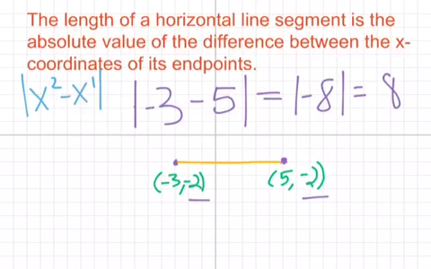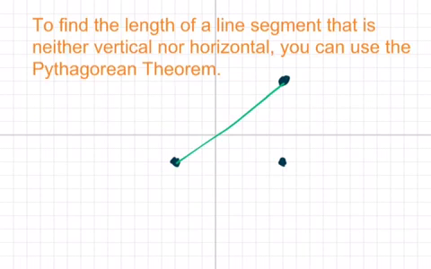Now let's go to a non-horizontal, non-vertical line, or a diagonal. To find the length of a line segment that is neither vertical nor horizontal, you can use the Pythagorean Theorem. This is how we're going to do that. We're going to create a right triangle by drawing lines that are parallel to the axes. So let's draw our horizontal line that's parallel to the x-axis.